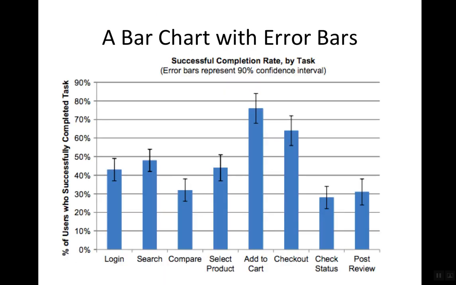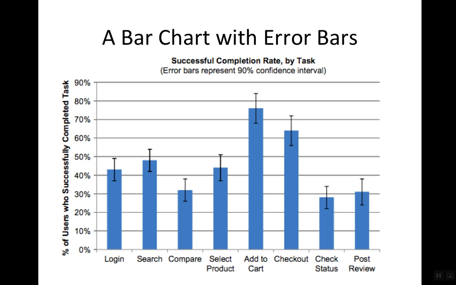Here's an example of a bar chart with error bars, and this is a nice way to present data, and you can also visually compare across and see fairly easily which differences are likely to be significant. So in this case, the add to cart bar is higher than any of the other bars, and the top of that bar is above the error bars for all the other activities or components. So clearly there's a significant difference between add to cart and all the other functions.